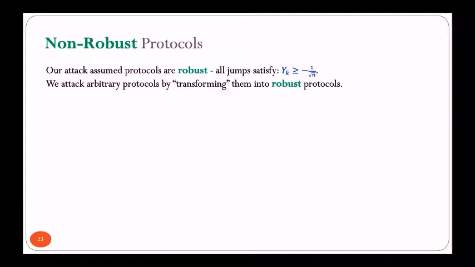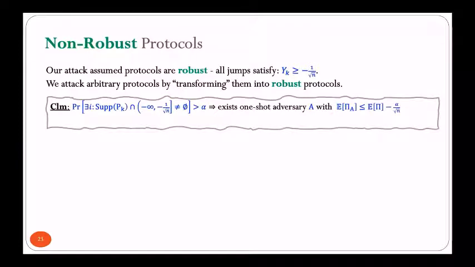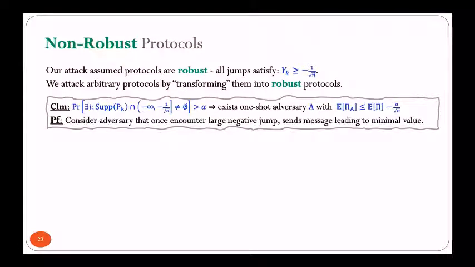And just to reiterate, the protocol being robust means that every jump is at least minus 1 over square root n. So we're going to make use of the following claim that we used informally when discussing the case of Kleber and Pagazzo. The claim is that if with probability at least alpha, there exists a large jump downwards, a jump that can take a value of less than minus 1 over square root n, then there exists a one-shot attack that decreases the expectation by alpha over square root n. This is simply waiting for that jump and then sending a message that leads to the smallest value possible.